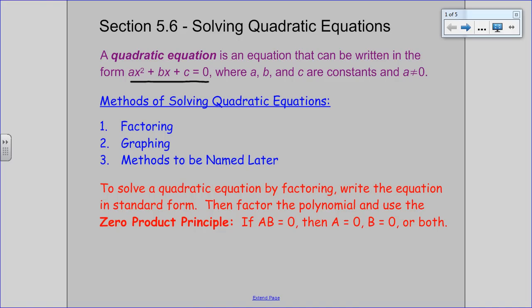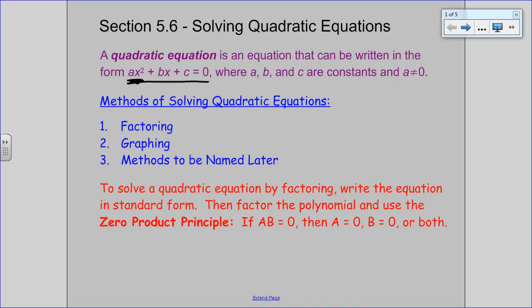Now the first term, ax squared, is sometimes called the quadratic term. That's because in the case of a equaling 0, this equation would reduce to a linear equation, bx plus c equals 0. So it's the presence of that ax squared term that actually makes the equation quadratic in nature.